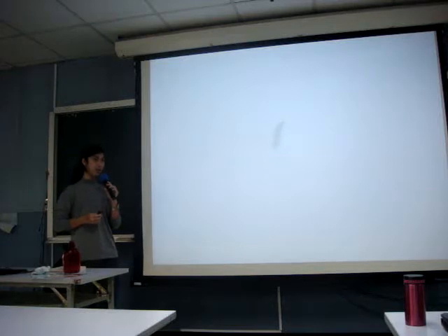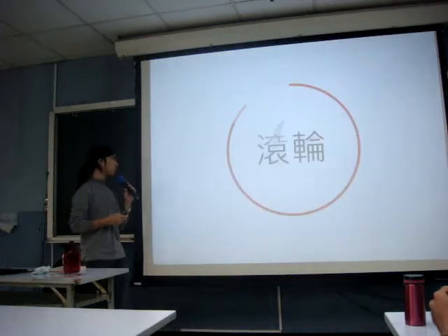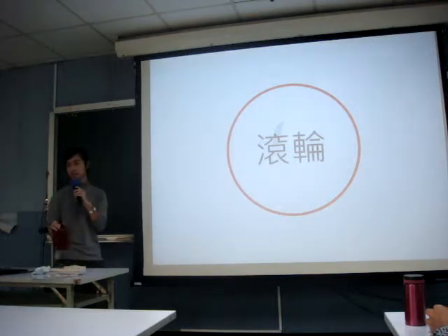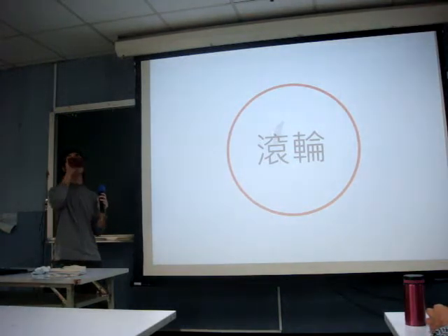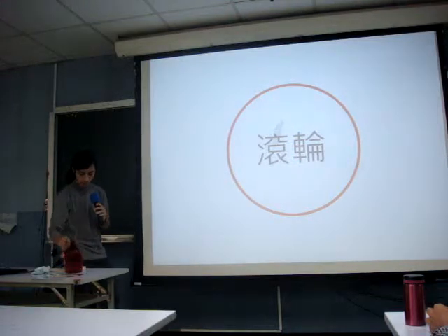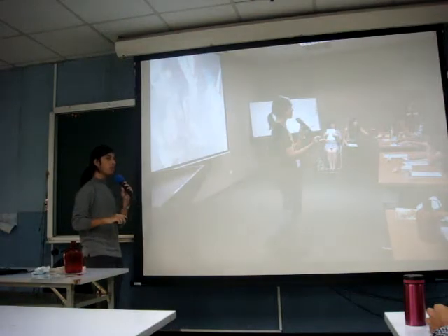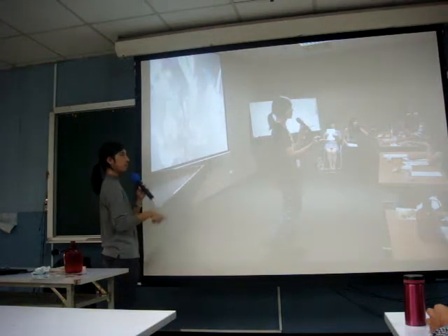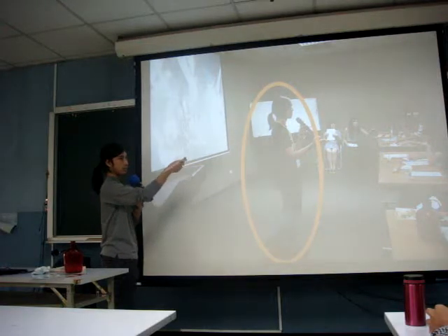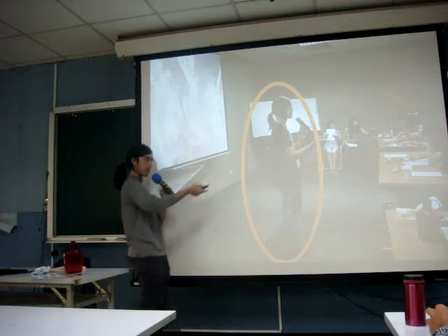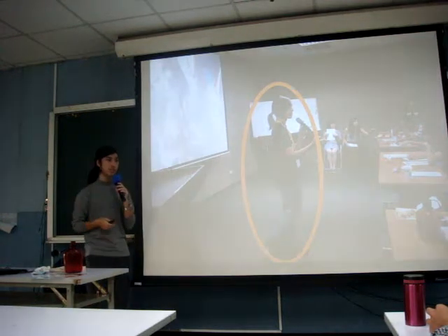And the last one I'm going to talk about is 滚轮. I don't know what it is called in English, but one example where I use 滚轮 is when I'm talking about this slide. This animation that showed up is called 滚轮. When you want to circle something, this is a good animation for you to use.